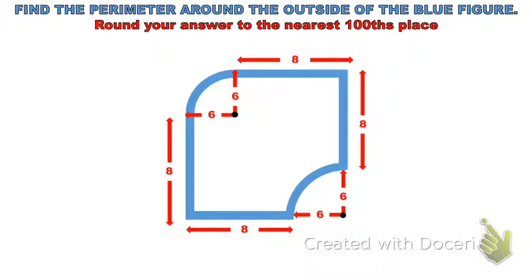Now, here's another example where they want you to find the perimeter around the outside of the blue figure, just like the last problem, and they want you to round your answer to the nearest hundredth, just like the last problem. The only difference is you're going to need to get out a piece of scratch paper and work this one out yourself and answer the questions that pop up on the screen as you go through.